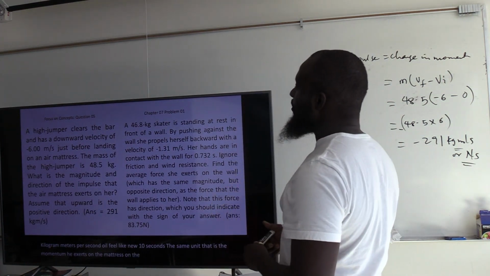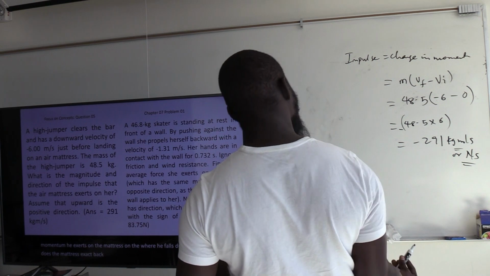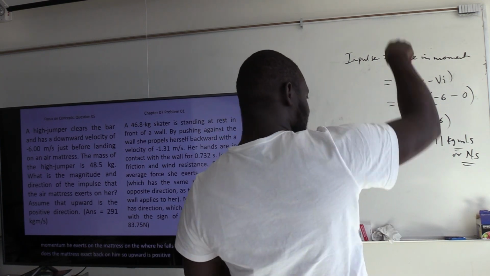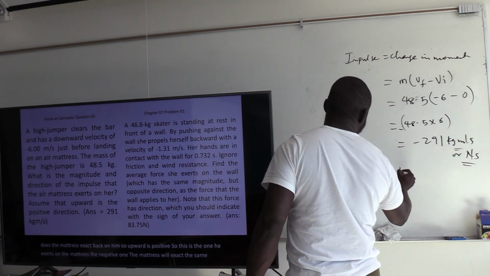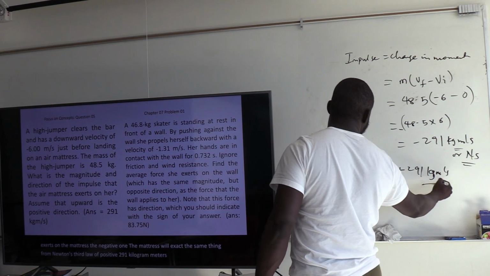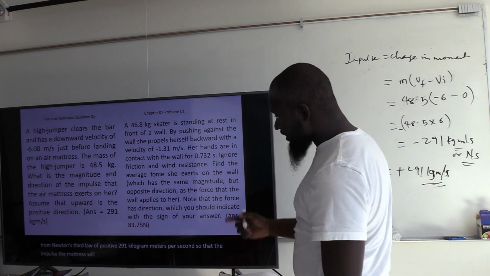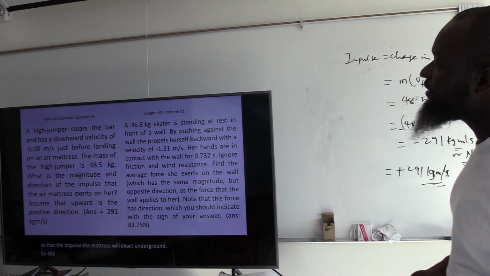Is that okay? But how much does the mattress exert back on him? Upward is positive, so this is the one he exerts on the mattress, the negative one. The mattress will exert the same thing from Newton's third law, positive 291 kilogram meters per second. So that's the impulse the mattress will exert on the guy. That's the answer right there.